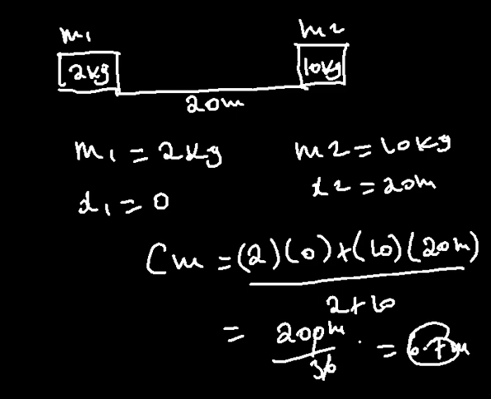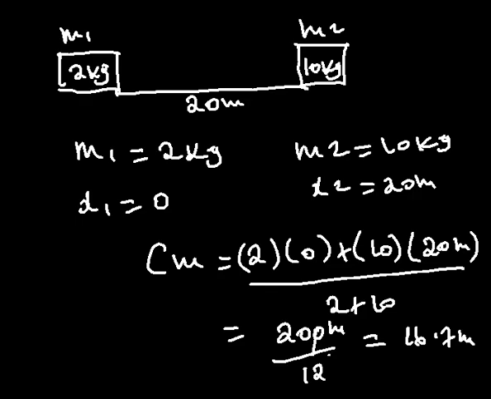So this is how you find the center of mass of a given system. And by the way, the masses should be 2 plus 10, so it is divided by 12. That corresponds to 200 divided by 12.